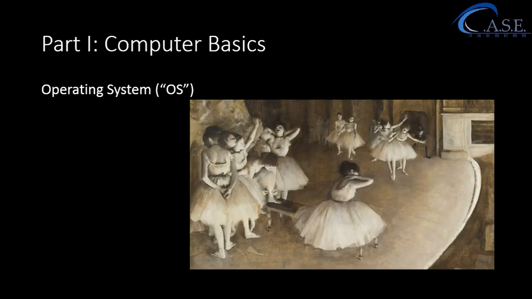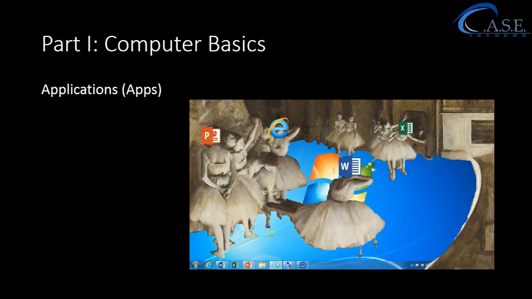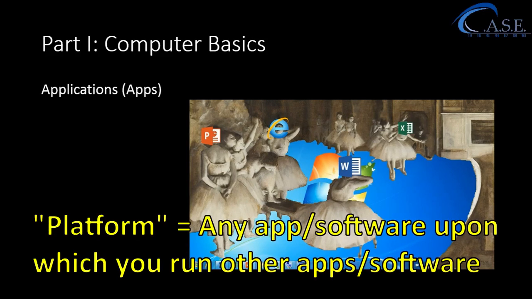The other way to think of an operating system is to think of it as being like a stage. And on this stage is where you get to use all of your applications and apps. So think of those things as being dancers on the stage. So the operating system is a platform on which you can run other software.